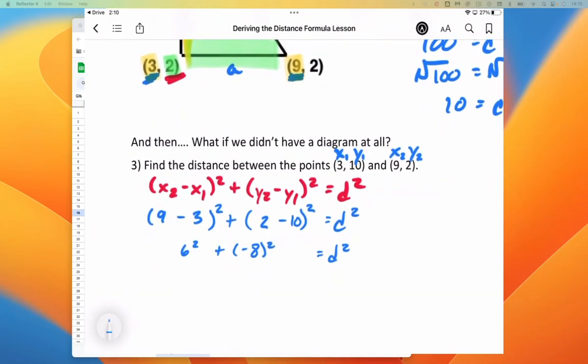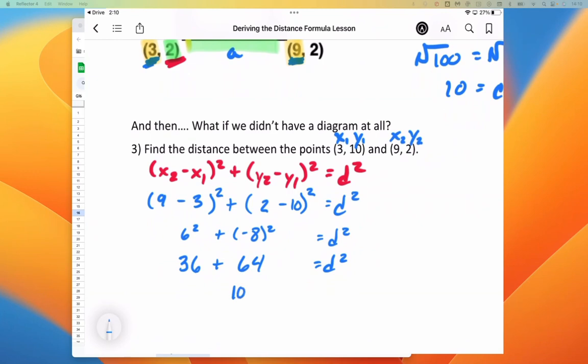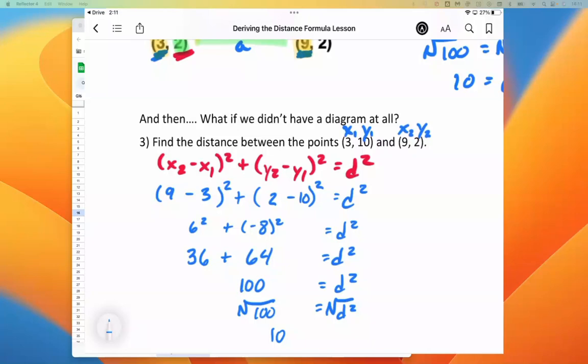Let's find out. It's not going to matter because 6 times 6 is 36, and a negative 8 times a negative 8 is a positive 64. So it will always fix itself. Nothing to worry about there. We end up with the same thing we had before. 100 equals d squared. Square root of 100. Square root of d squared. 10 equals d.